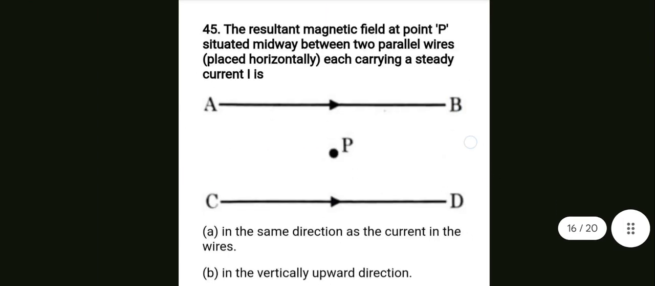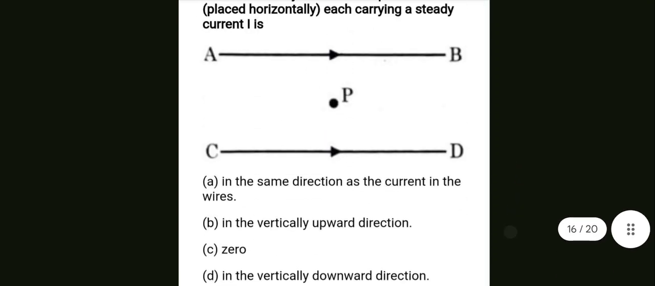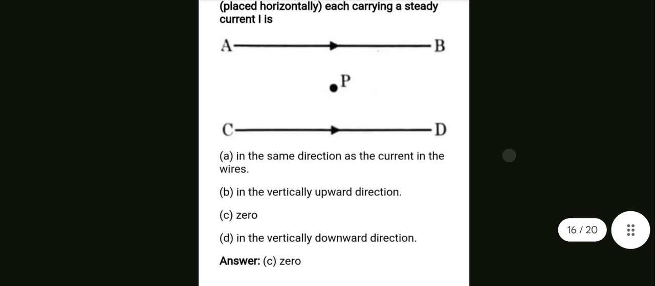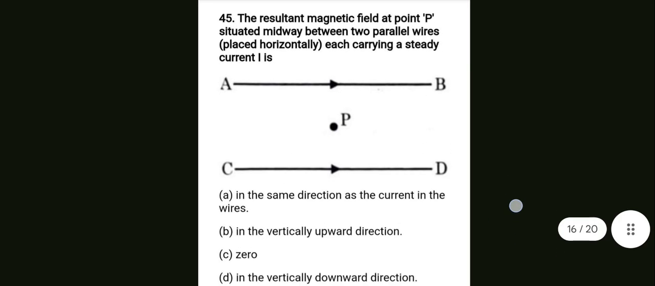Next question: the resultant magnetic field at point P situated midway between two parallel wires, each carrying a steady current, is? Option C, 0, because the field lines cancel out, so the resultant will also be 0.